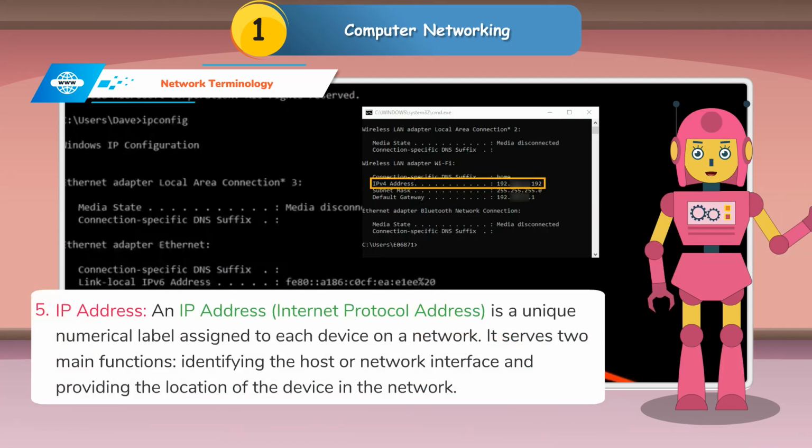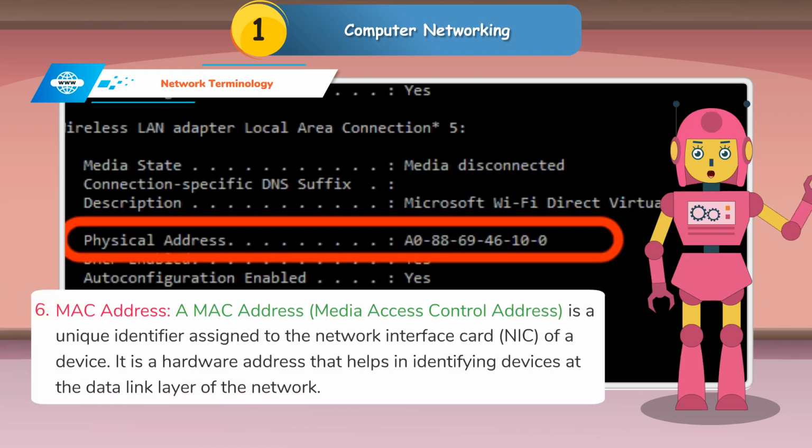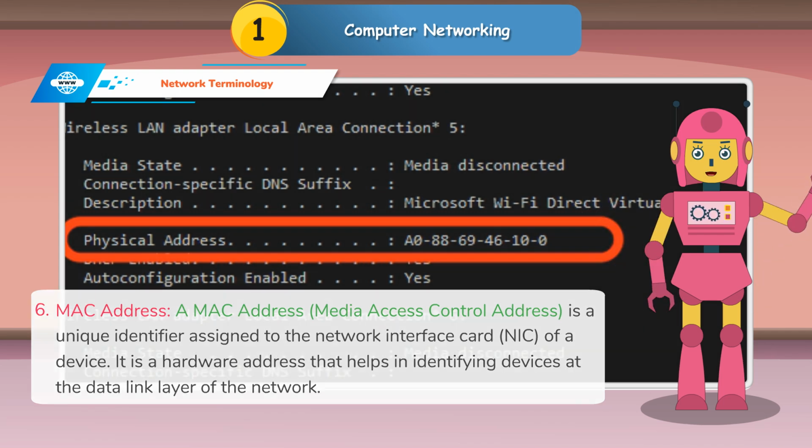5. IP address. An IP address, Internet Protocol address, is a unique numerical label assigned to each device on a network. It serves two main functions: identifying the host or network interface and providing the location of the device in the network. 6. MAC address. A MAC address, Media Access Control Address, is a unique identifier assigned to the network interface card, or NIC, of a device. It is a hardware address that helps in identifying devices at the data link layer of the network.